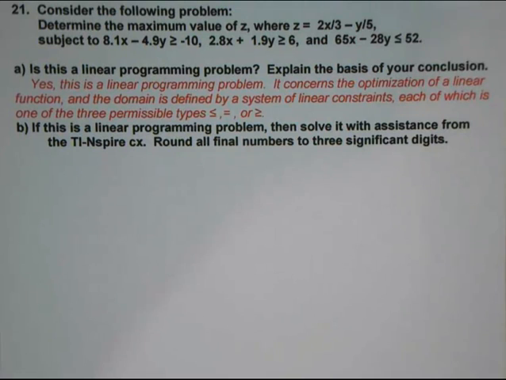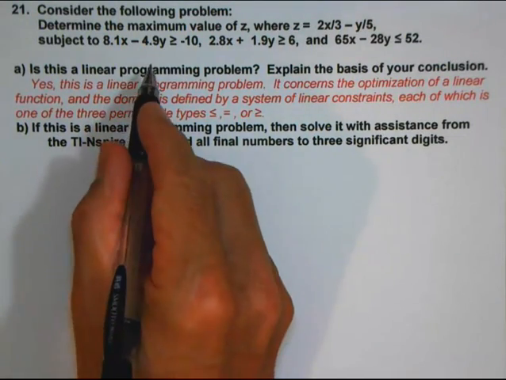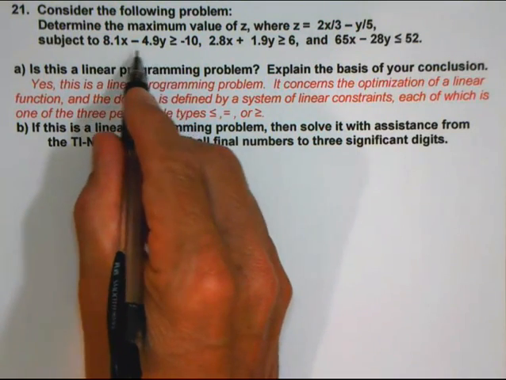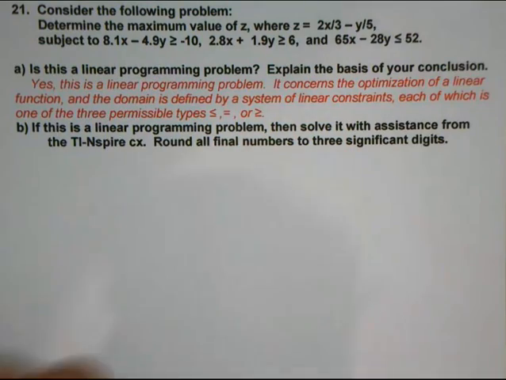If this is a linear programming problem, yes, then solve it with the assistance from the TI Nspire CX. Round all final numbers to 3 significant digits. Okay, what's involved for solving the linear programming problem? Well, we need to first take a look at the domain or feasible region of this function to see what's going on. Alright, now to have the calculator assist us, we really need to have the inequality in the form of y isolated on one side. So let's go ahead and start work on that.